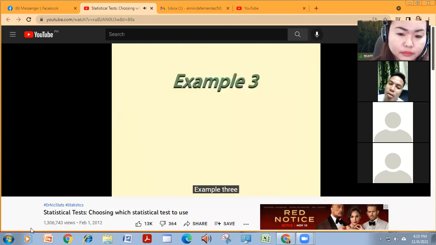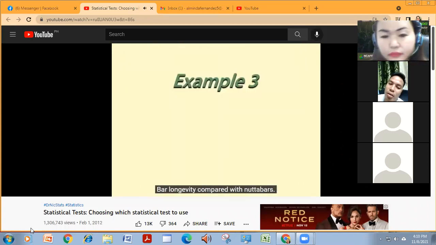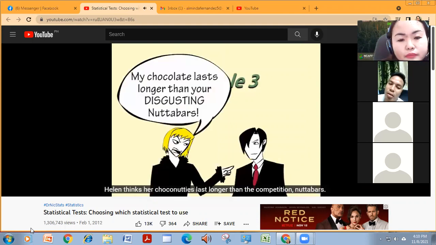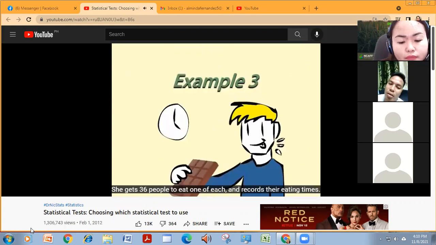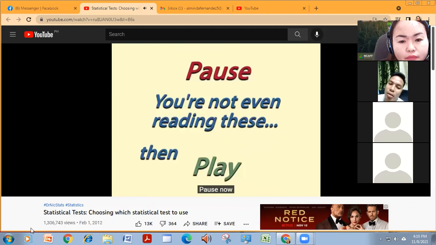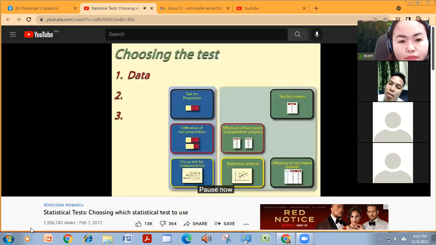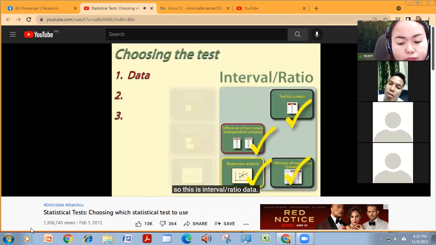Example 3. Bar longevity compared with Nutter bars. Helen thinks her chocolaties last longer than the competition Nutter bars. She gets 36 people to eat one of each and records their eating times. Pause now. 1. Data. Helen collects times taken in seconds, so this is interval ratio data.